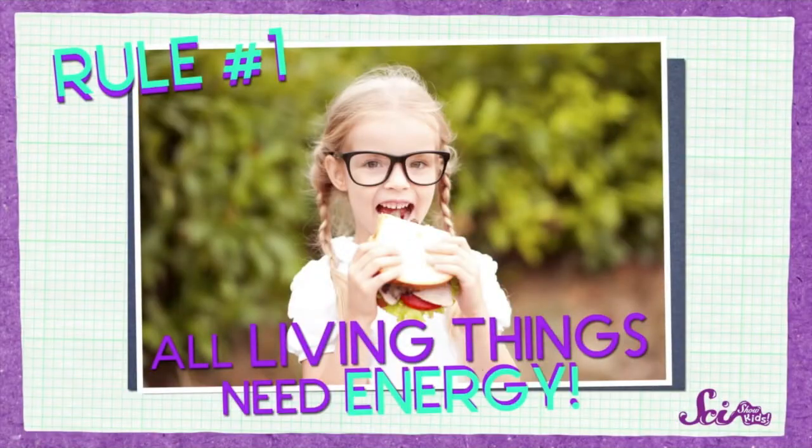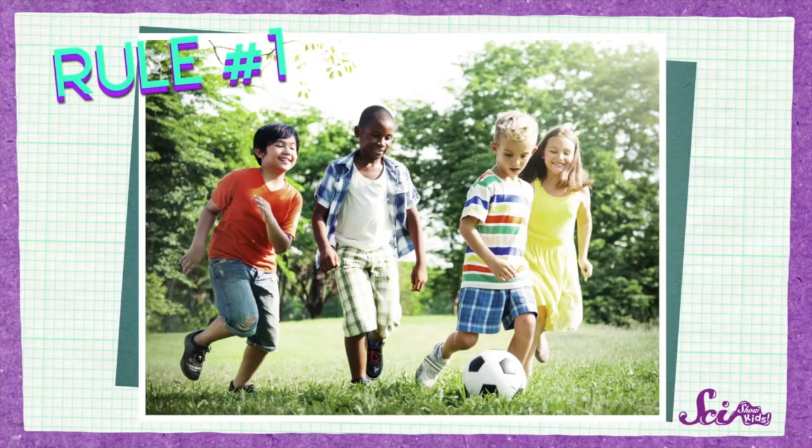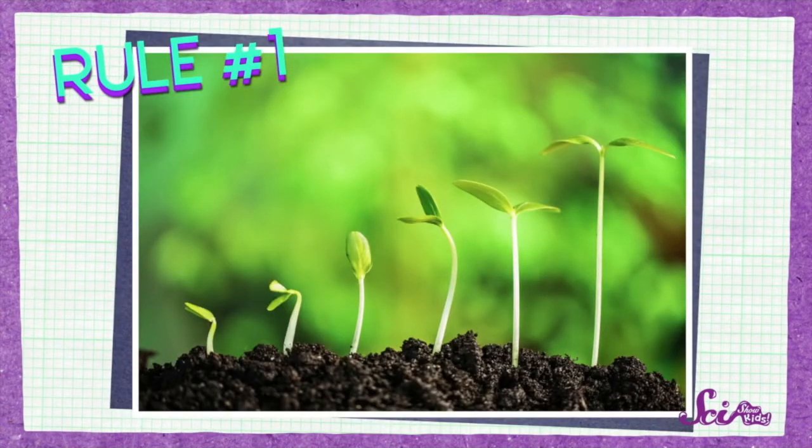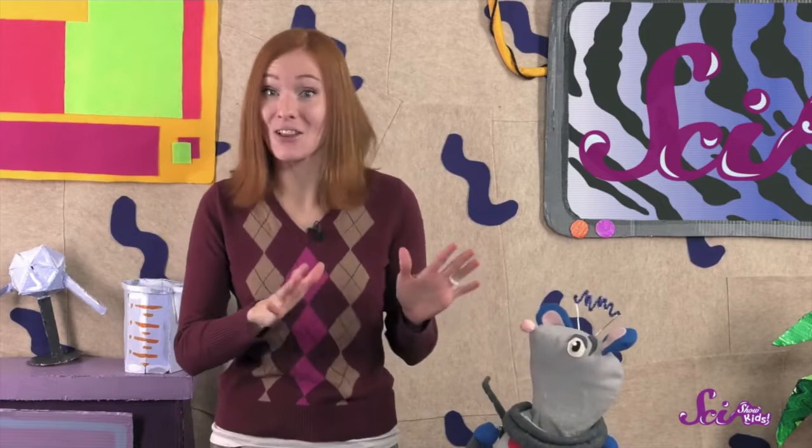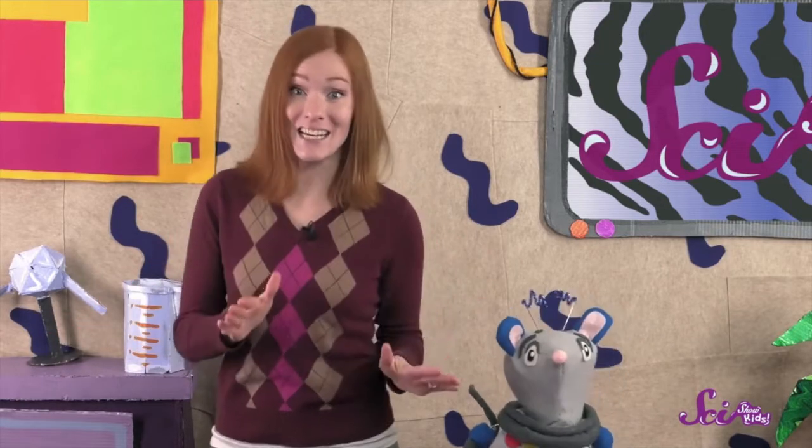Rule number 1. Living things need energy. You need energy to play and to do your schoolwork. A plant needs energy to make new leaves and to grow. Even some kinds of germs use energy when they make us sick. Living things get energy in lots of different ways, but they all need it to stay alive.